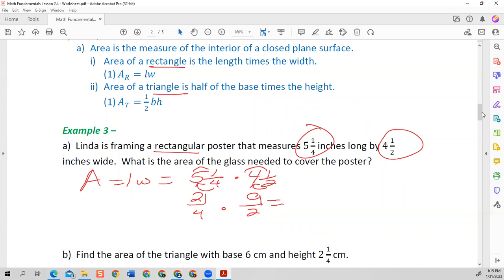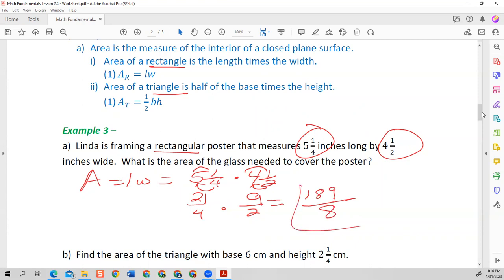So now I'm going to say, does anything reduce? Well, in this case here, 21 is made up of 3 and 7, 9 is made up of 3, and the denominators are made up of 2s. So I got 21 times 9 gives me 189 divided by 4 times 2 is 8.